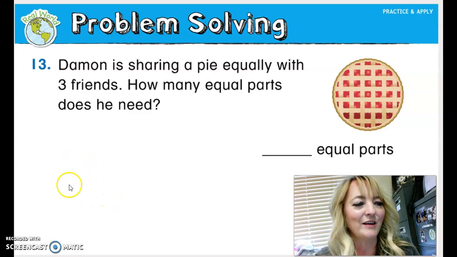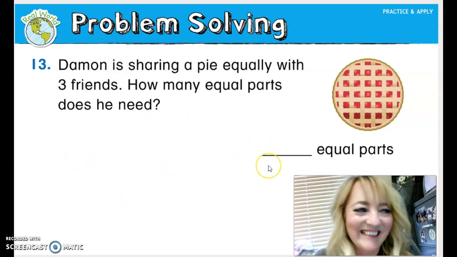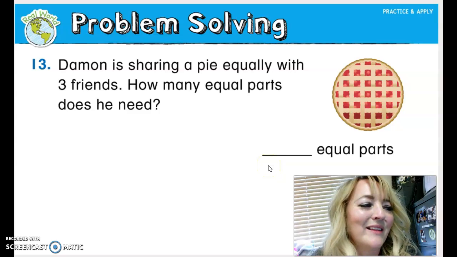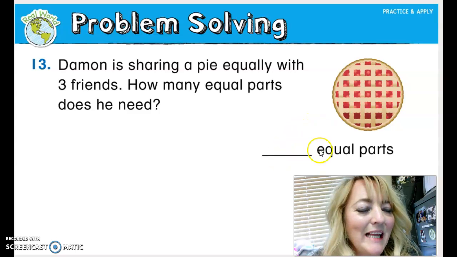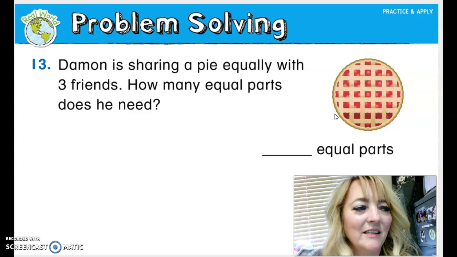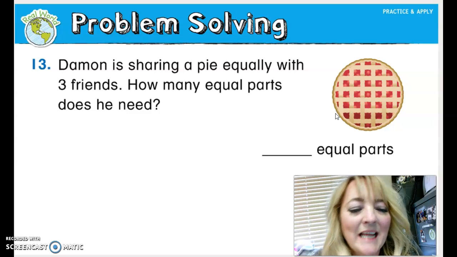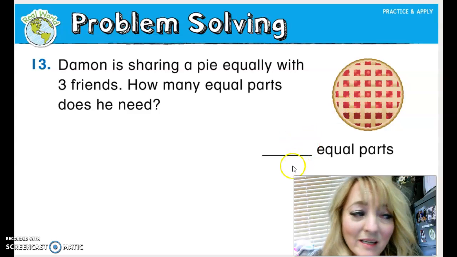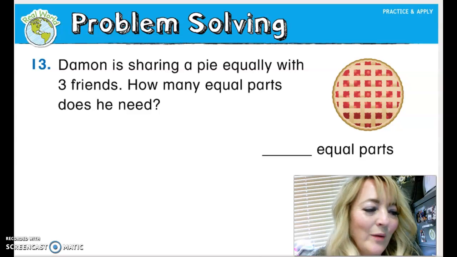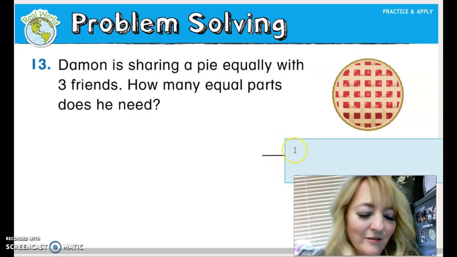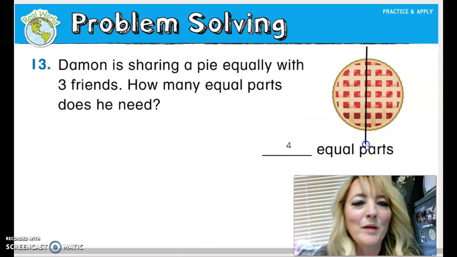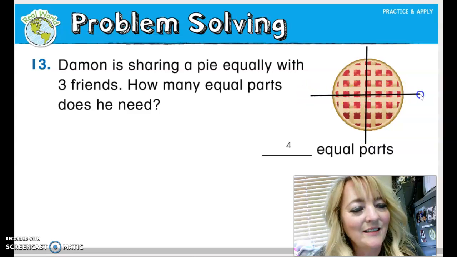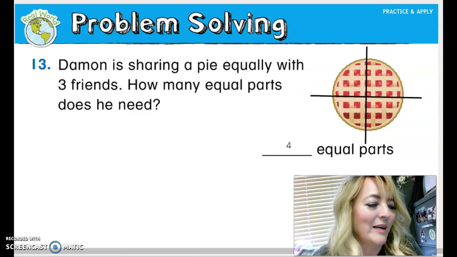Okay, Damon is sharing a pie equally with 3 friends. Do you like pie? Would you want to be one of those 3 friends? How many equal parts does he need? Well, if he's sharing with 3 friends plus him, so Damon plus 3 friends would be 4. So how many equal parts does he need? Well, he needs 4 equal parts. We could also divide that pie into 4 equal parts by going vertically and then horizontally, and that makes 4 equal shares.